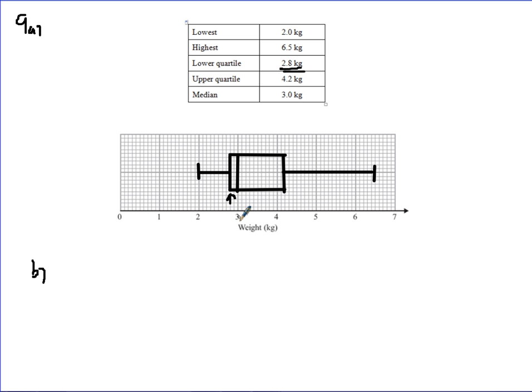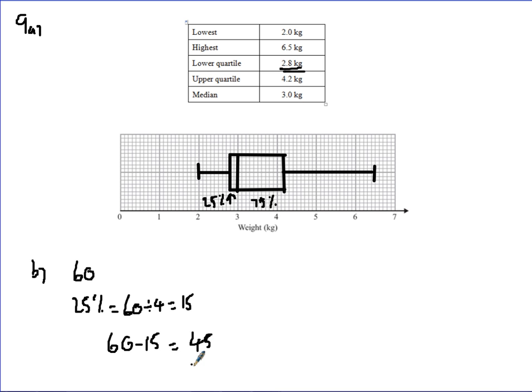So if that's 2.8, then what we've got to do is how much data is above the lower quartile? Well, it's the lower quarter. So 25% of the data is below it. That means 75% of the data is above it. So if we've got 60 babies, 25% of that will be dividing it by 4, which is 15. So how many babies will be above? 60 take away 15, which will then give you 45. Important it says above that weight. Again, clever there. You usually say below, so you just use the quarter and that'd be the answer. They're saying above it.